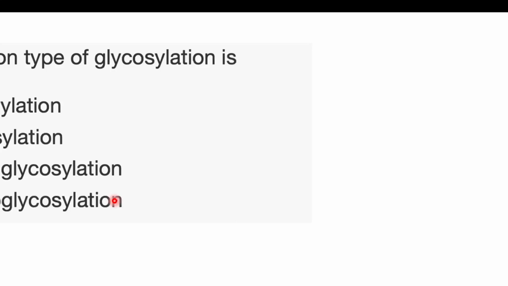Okay, I already see some answers in the chat. Shanmuga says option A, Kashiram option A, Prashanti option A, Faru also saying option A, and Shravani option A. And you guys are all correct. Congratulations. N glycosylation is the correct answer.